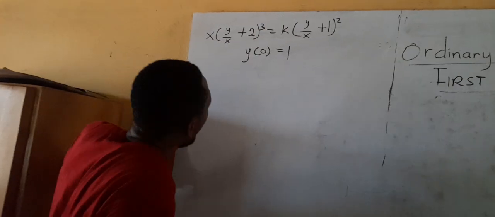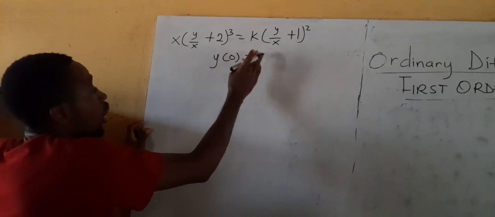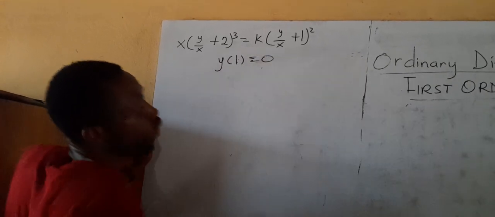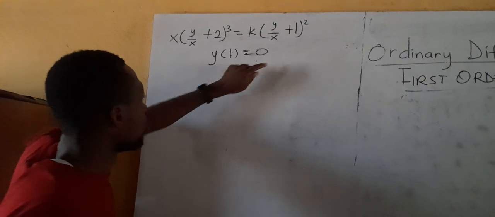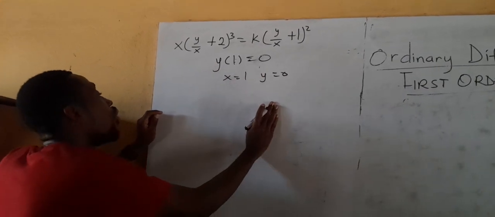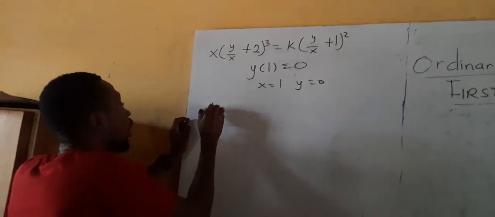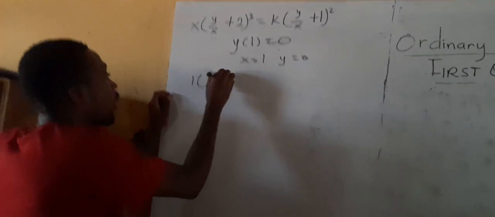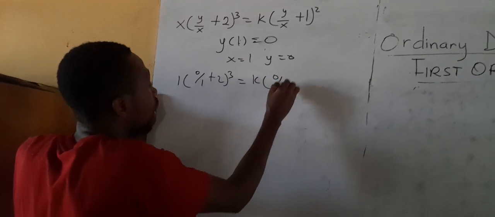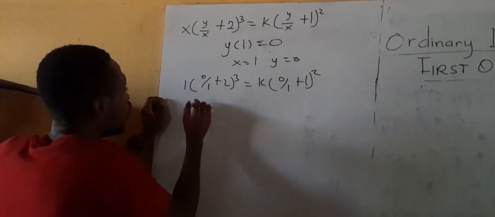So we just substitute our boundary conditions. Remember our equation was like this, if you remember very well. So y of 1 is equal to 0. So x is 1 and y is 0. Now in place of x we put 1, in place of y we put 0. So we get 1 times (0 over 1 plus 2) cube is equal to k (0 over 1 plus 1) squared.